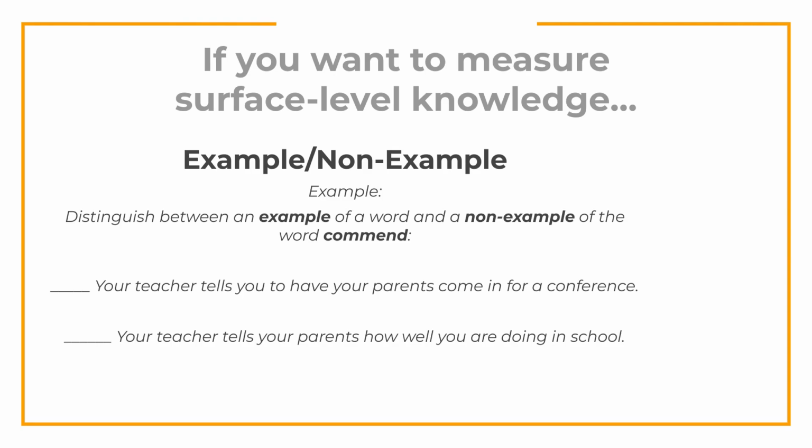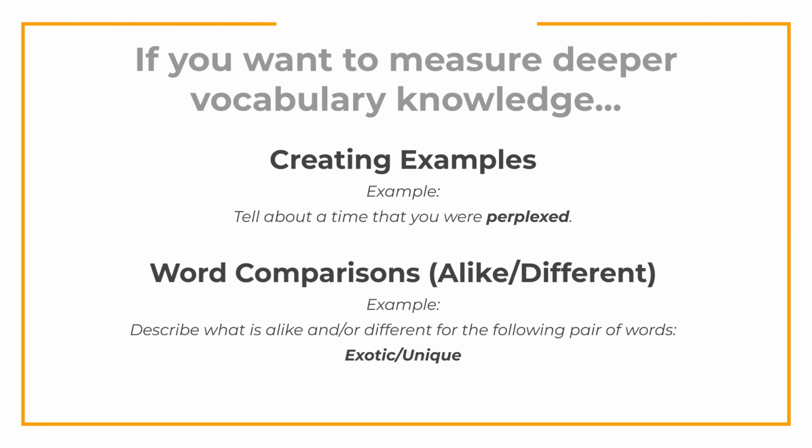Another surface level measure of understanding that has slightly more depth, even though it's still 50-50, is to have students label uses of words as either being an example or a non-example, such as the one you see on the screen. So you could provide multiple examples or multiple non-examples to make it less of a coin flip. Once again, remember, assessments should match our goals.